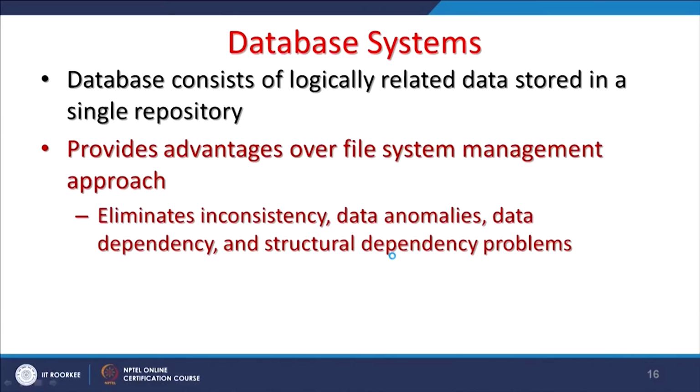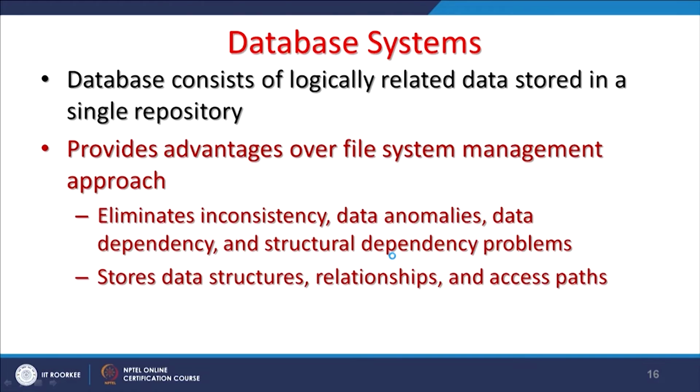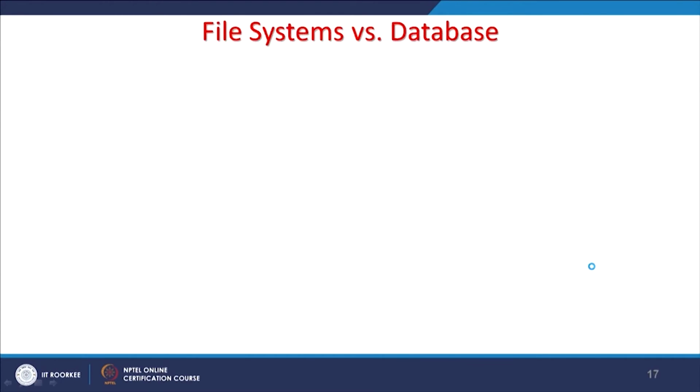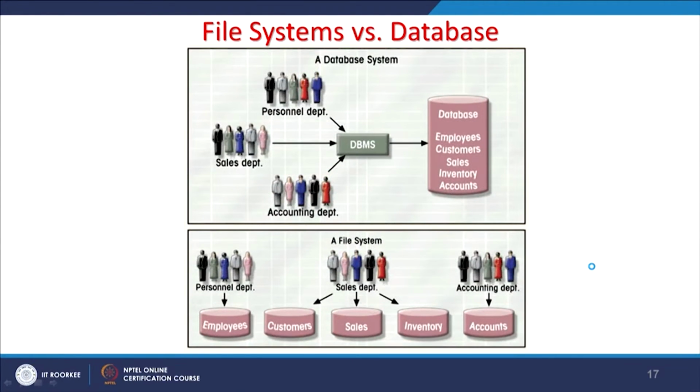So, obviously database systems are advantageous over the file system management approach, and this will eliminate the inconsistency in the data. It will also eliminate data anomalies, data dependency and structural dependency problems, and it stores data, structures, relationships, and access paths. This access path is very, very important from the security point of view of the data, which we will discuss a little later.